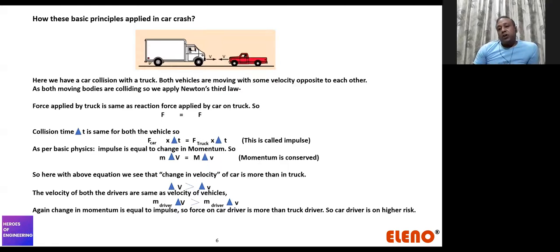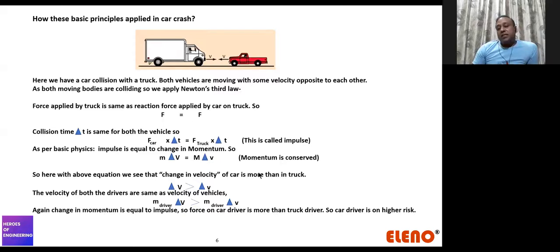So small m is the mass of the car, and the capital V here signifies that the change in velocity is more. Why is it more? Because the car mass is less. So to balance the equation, we have to give the bigger delta V. Otherwise, the equation is not going to balance. The mass of the truck is more and the mass of the car is less. So to balance the equation, the change in velocity of the car should be more compared to the change in velocity of the truck. In this way, the equation will get balanced.